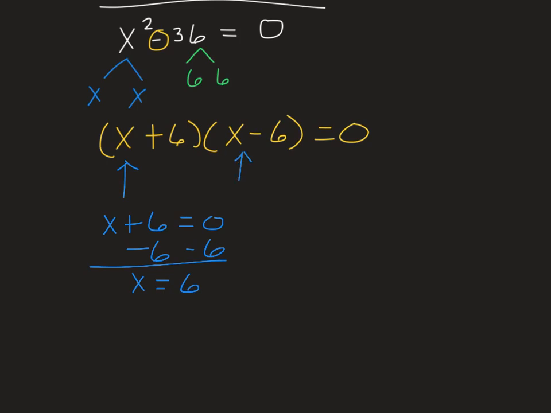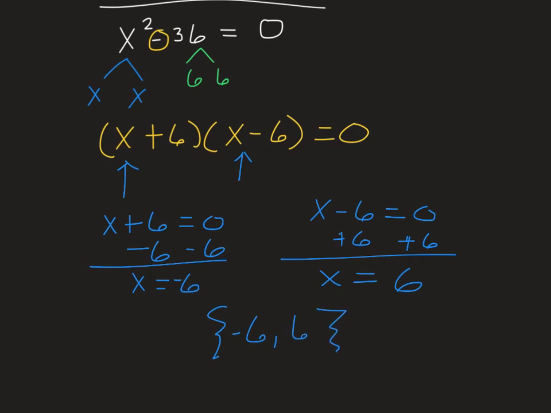And then we need to solve the other equation for 0. And we would do that by adding 6 to both sides. So x is equal to, oops, sorry, that was a negative 6 right there, and a positive 6. So the two solutions would be negative 6 and positive 6.